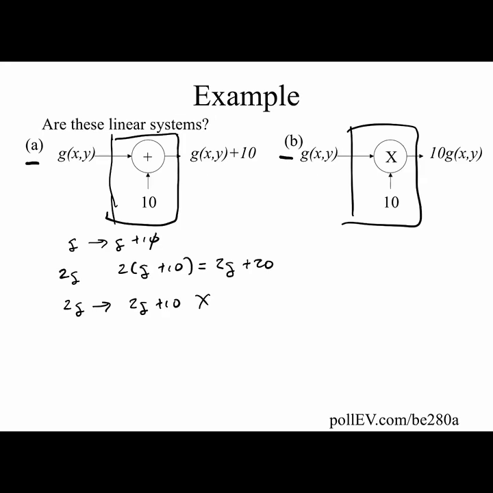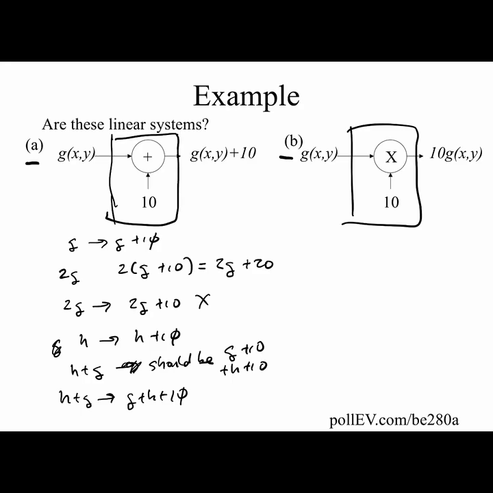Okay? And it's also not going to satisfy addition, right? If I put in h, it gives me h plus 10, right? So if I put in h plus g, if it's linear, I should get out g plus 10 plus h plus 10, right? But what it actually does is it gives me g plus h plus 10. Okay, so that's also not. So on both accounts, it's not a linear system.